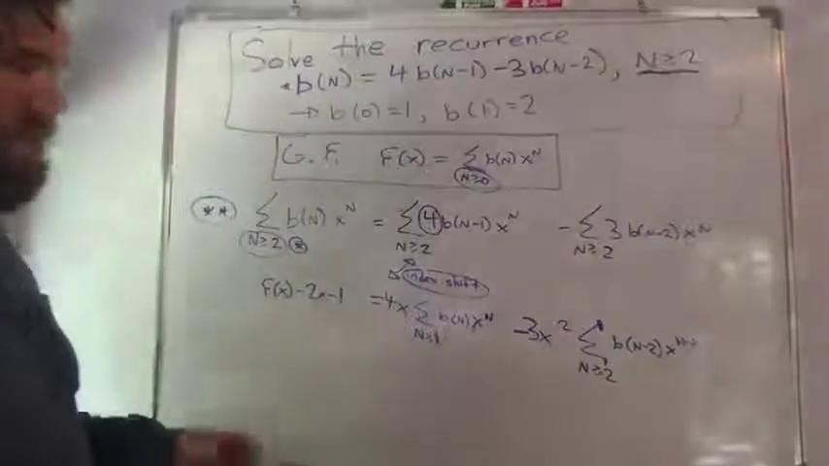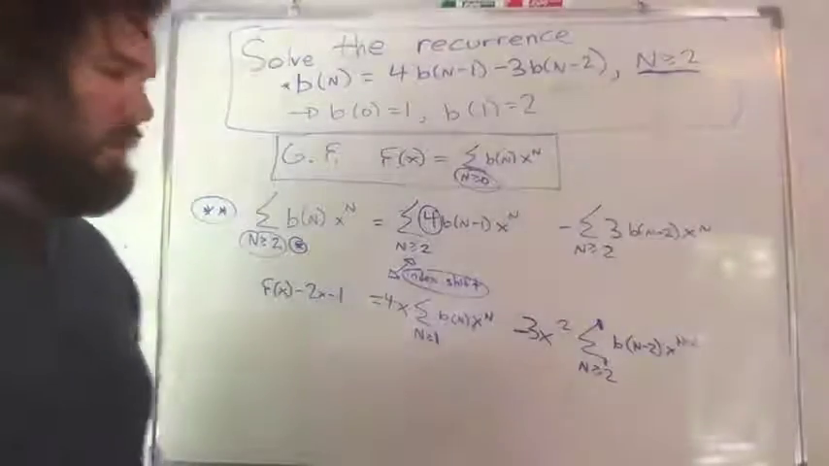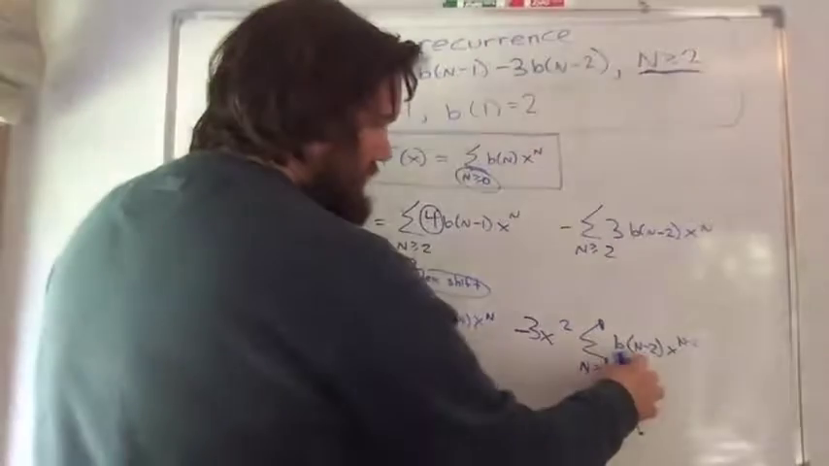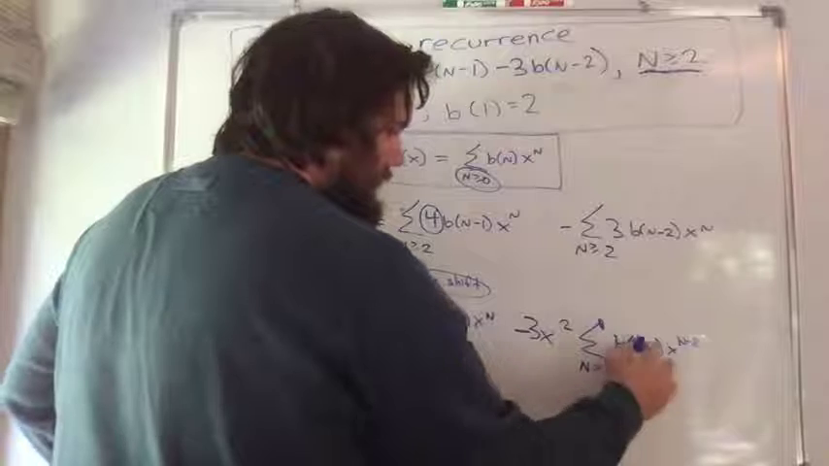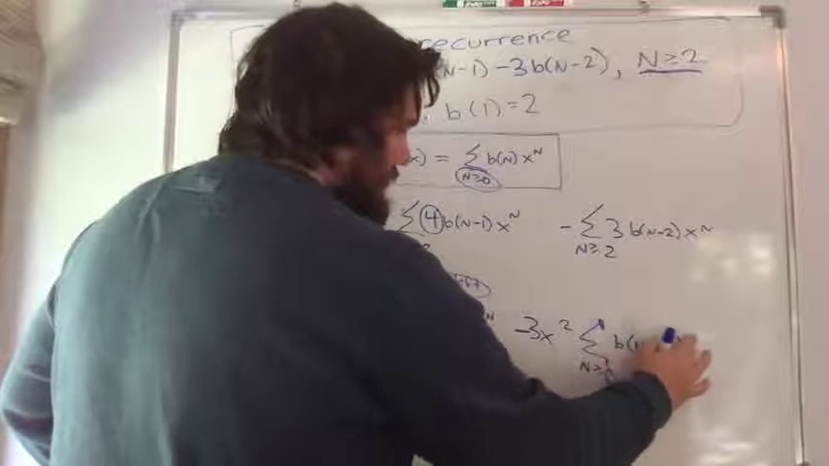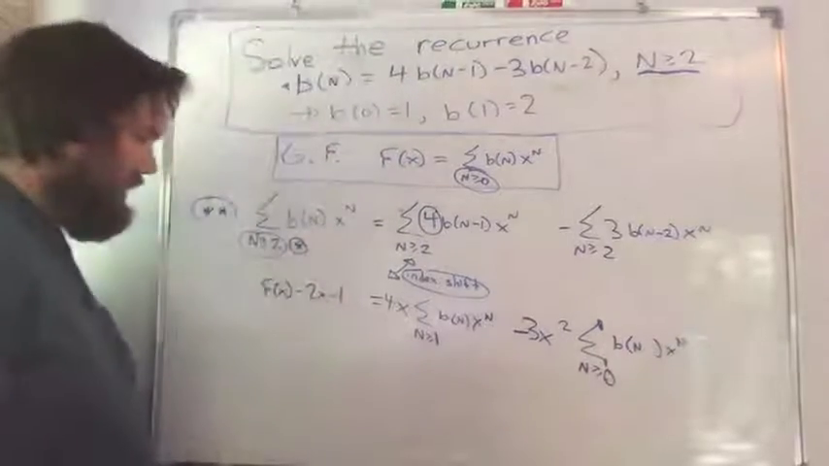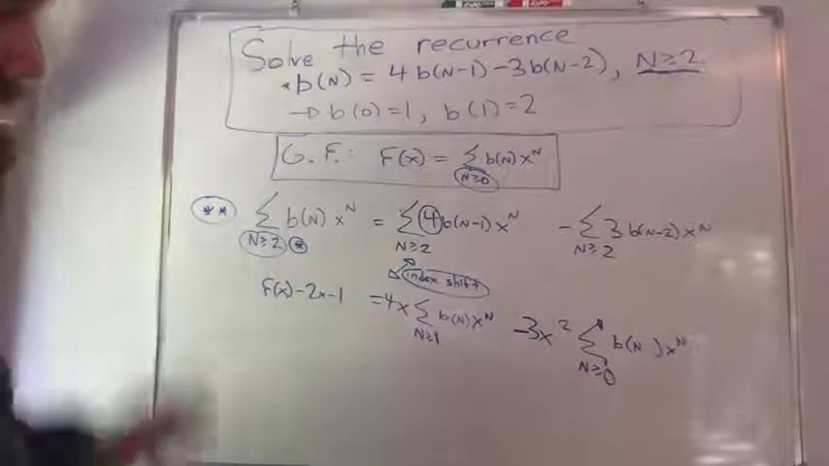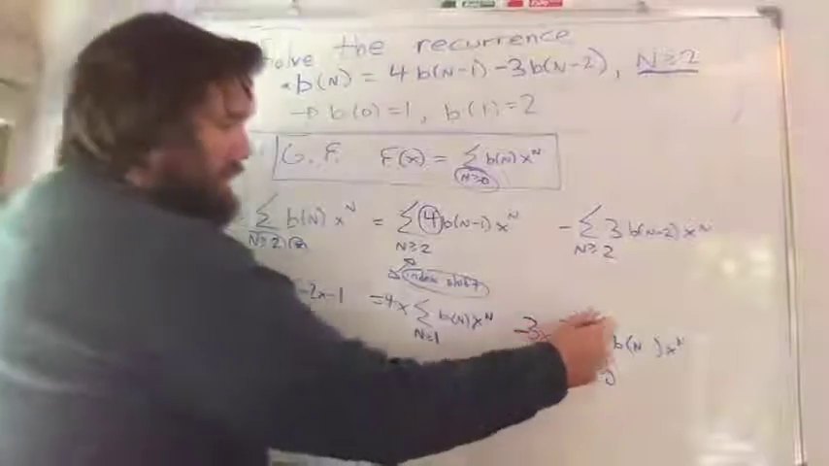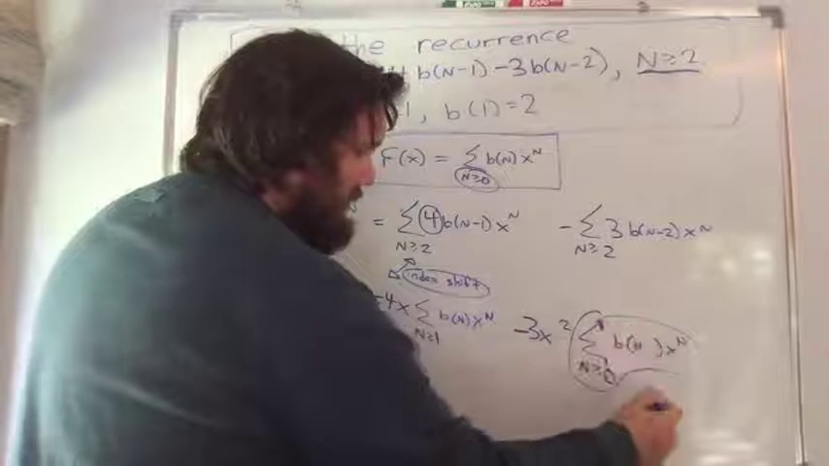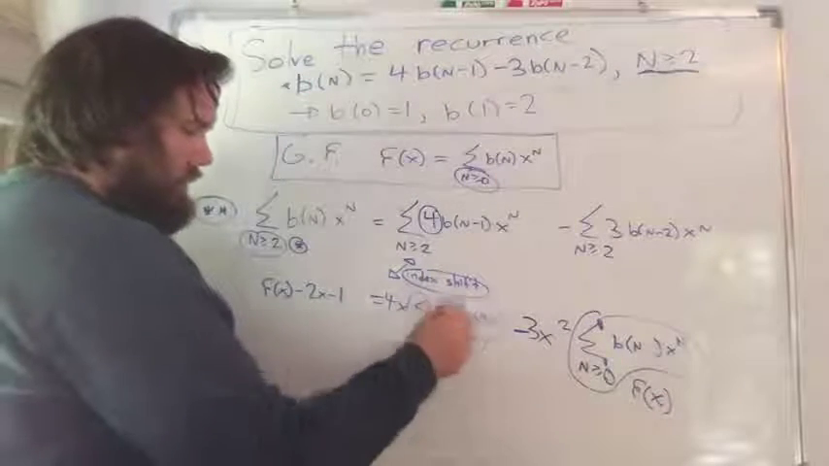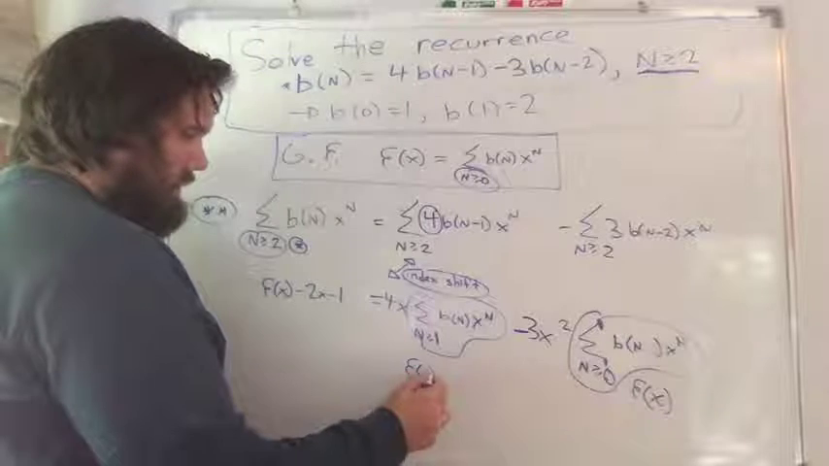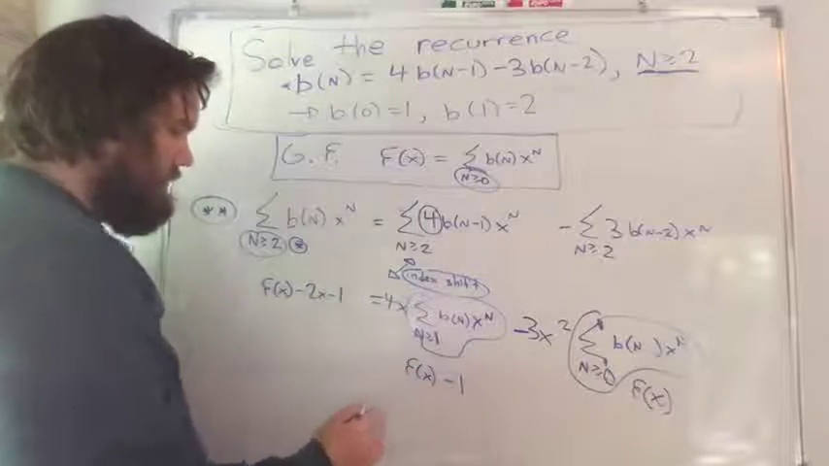And now I can do the same trick I did with the index shifting here. I can make this start at 0, and then this becomes n, and this becomes n. And now these are closely related to f of x. This is actually f of x, and this is actually f of x minus 1.